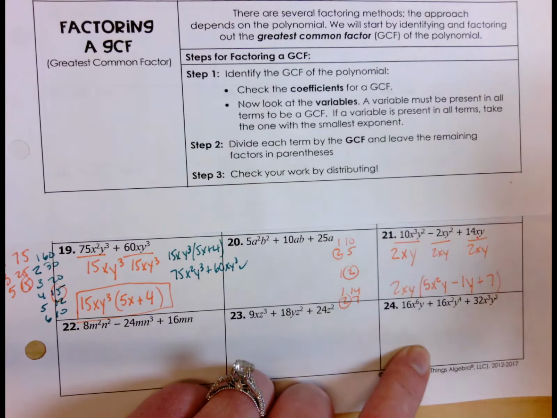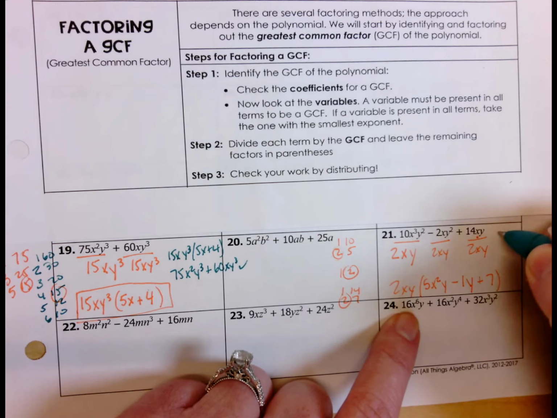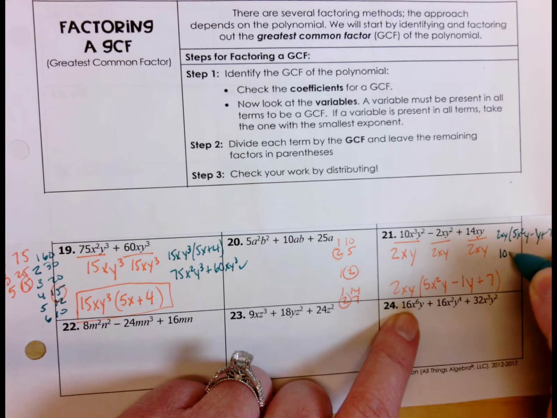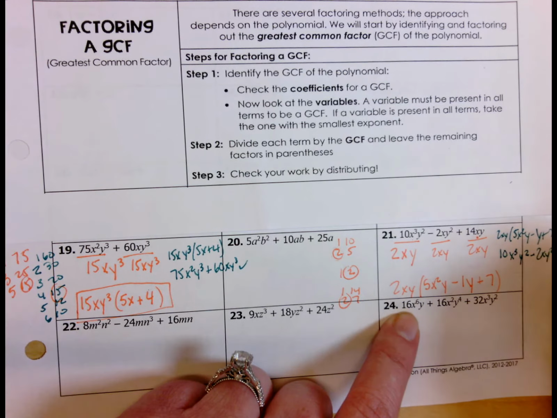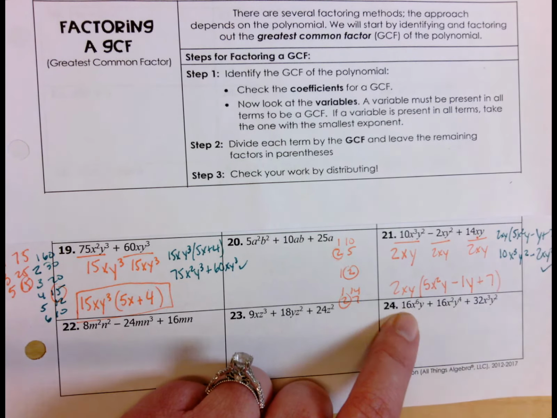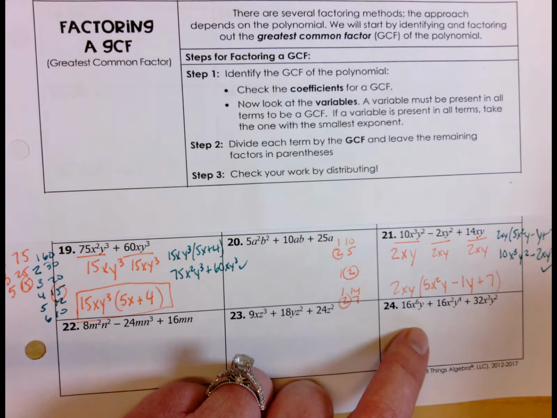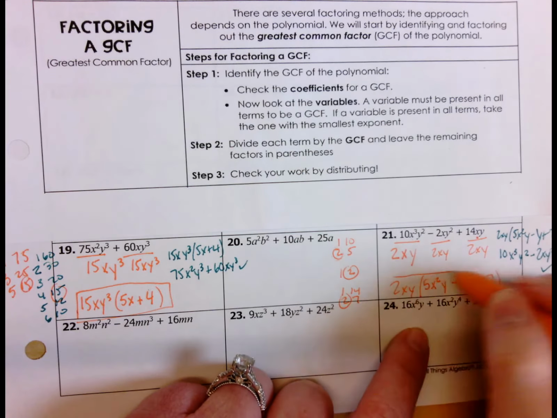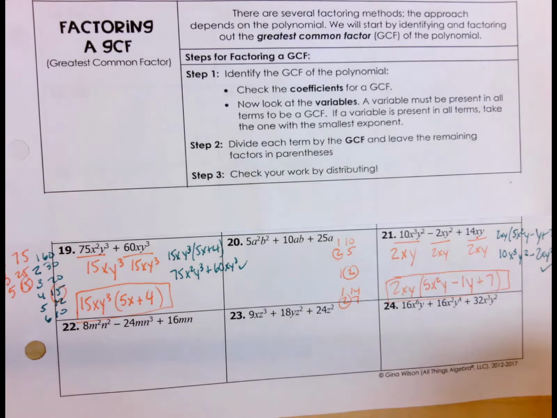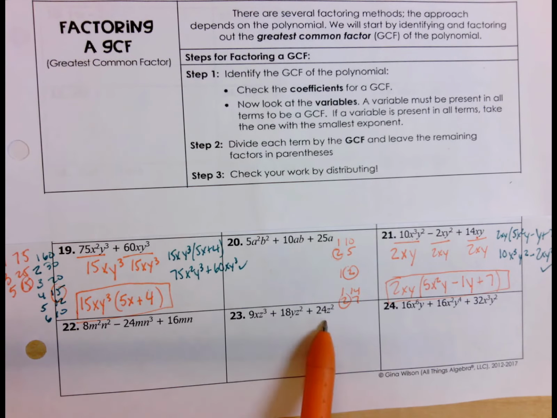And then, of course, just check yourself and make sure that works. So 2xy multiplied by 5x squared y minus y plus 7. That gives us 10x cubed y squared minus 2xy squared plus 14xy. And it's hard to read that, but it does come out to be the same as what we started with. So that means that our final answer on this one is going to be correct. Okay. All right, and then we have one more example I'm going to do with you.